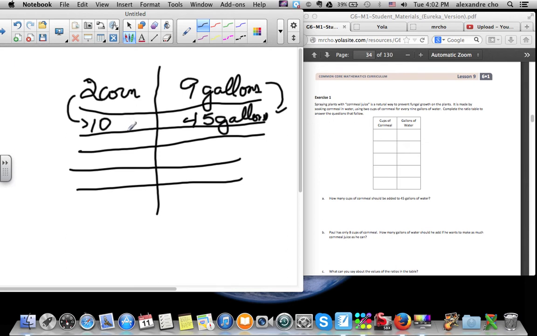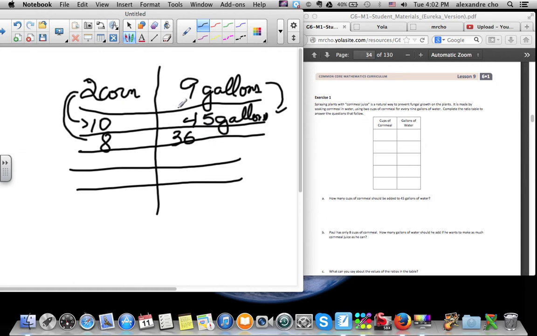So if you had 45 gallons of water, you would need 10 cups of cornmeal. Okay, nice and easy. B, Paul only has 8 cups of cornmeal. How many gallons of water should he add if he wants to make as much cornmeal solution as he can? Well, let's put 8 over here. If it's 8 cups of cornmeal, from 2 to 8 is times 4. So from 9 will be times 4, which gives you 36 gallons of water.